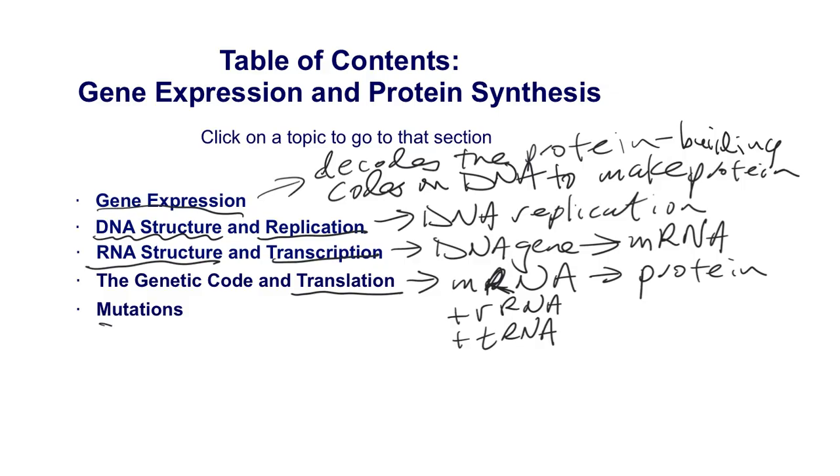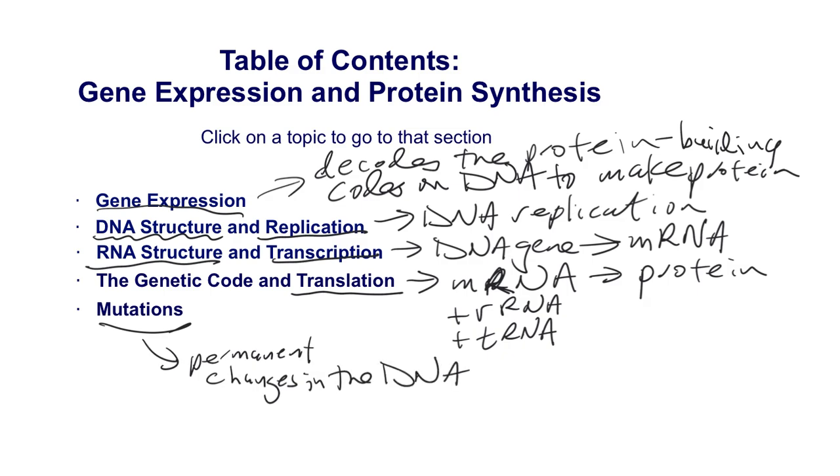Then we're going to talk about mutations. Mutations are mistakes that happen during this gene expression process, or maybe it happens during replication. So mutations are permanent changes in the DNA, basically by accident. This happens randomly at a low frequency, but it's important that it happens. We'll talk about that when we get to evolution.